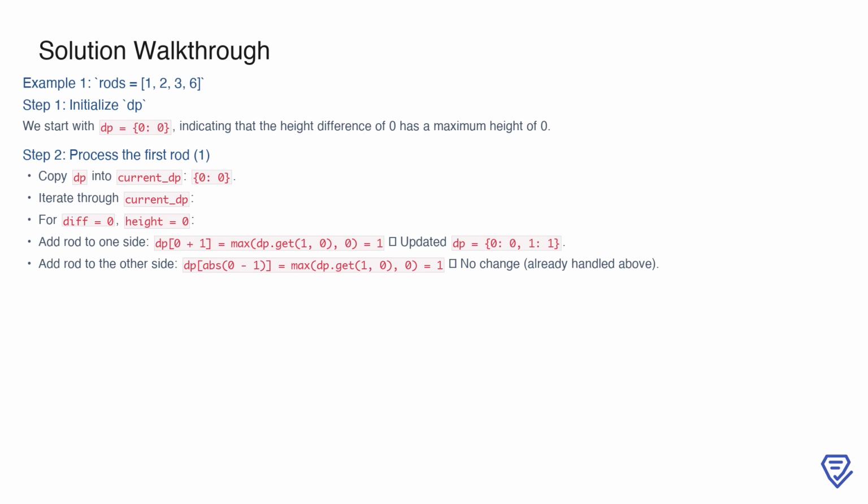Next, we process the first rod, which has a length of 1. We copy the current state of dp into a temporary map, current_dp, which starts as {0: 0}. For each difference and height pair in current_dp, we evaluate two scenarios, adding the rod to one side or the other. When we add the rod to one side, the new difference becomes 0 plus 1 equals 1, and we update dp[1] to be the maximum of its current value or the height achieved, which is 1. Similarly, when we add the rod to the other side, the difference becomes abs(0 - 1) equals 1, but this case doesn't require further updates since it's already handled. After processing this rod, dp is updated to {0: 0, 1: 1}.